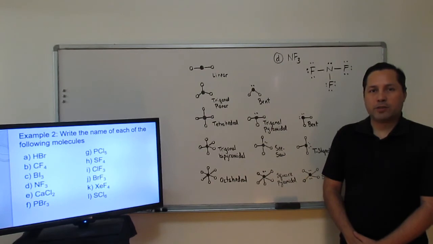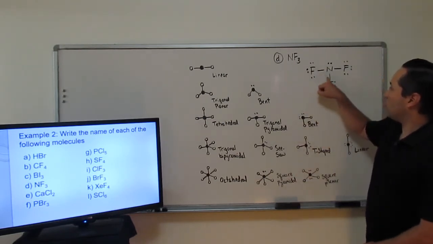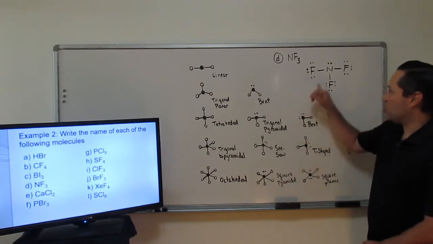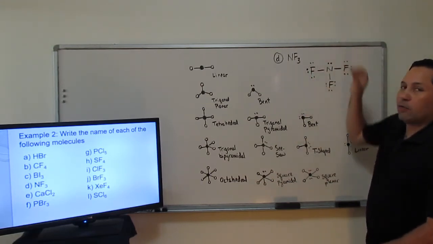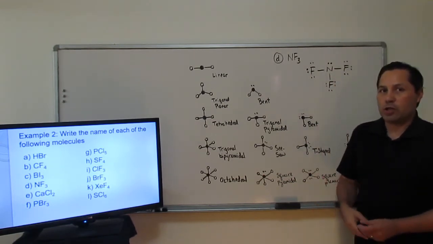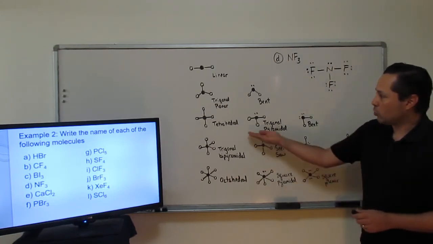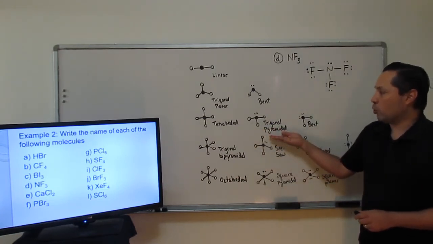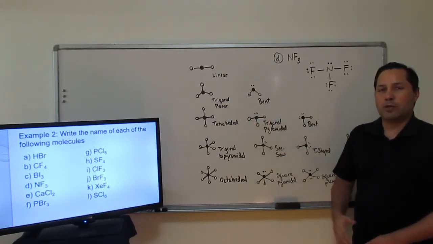Next for us is letter D, and letter D gives us NF3, which is nitrogen trifluoride. Here's the Lewis dot diagram for nitrogen trifluoride. You'll notice 1, 2, 3 shared electron pairs are being shared between the fluorine and the nitrogen. And a pair of electrons that is unshared belongs only to our central atom, which is nitrogen. So our central atom has 3 shared pairs and 1 unshared pair. So that would be this one right here, trigonal pyramidal, with 3 shared pairs and 1 unshared pair of electrons.